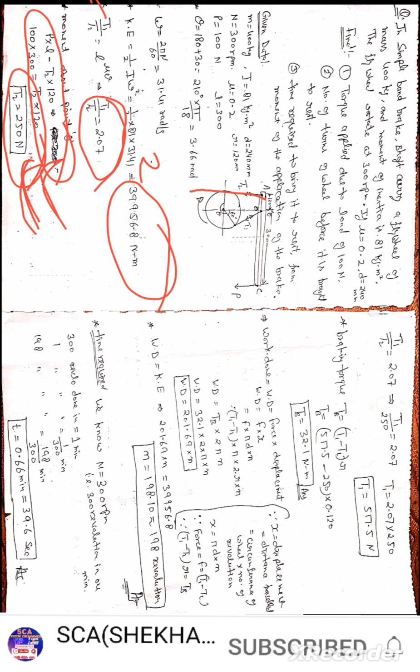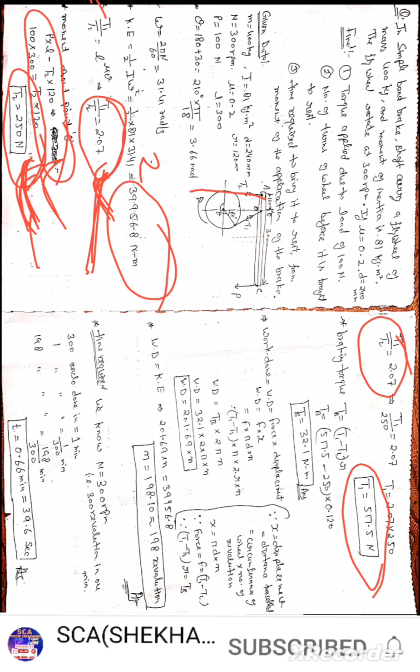Put the value of T2 in the tension ratio, so we get the value of T1. We know T1 upon T2 is equal to 2.07. So here we got the value of T2, and putting the value of T2 in this equation, we got the value of T1. T1 here is 517.05 Newton. So we got the value of T1 and T2.